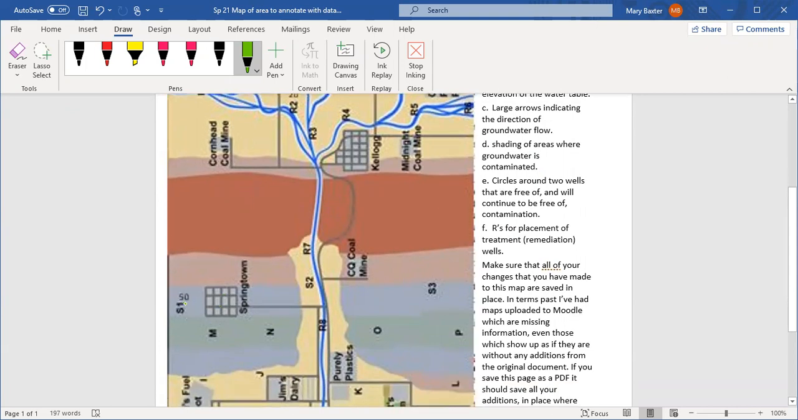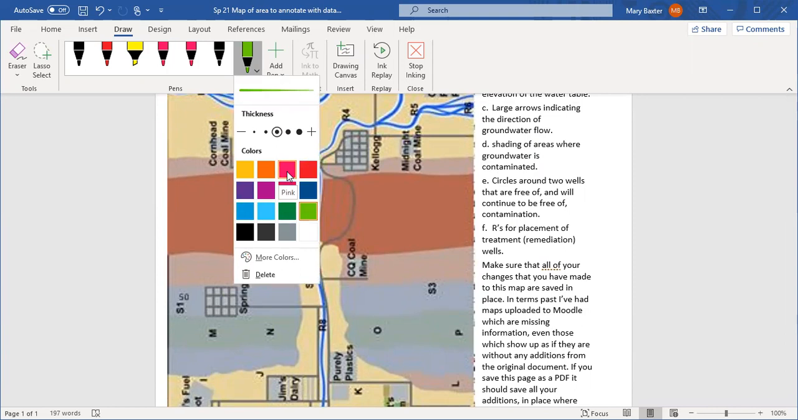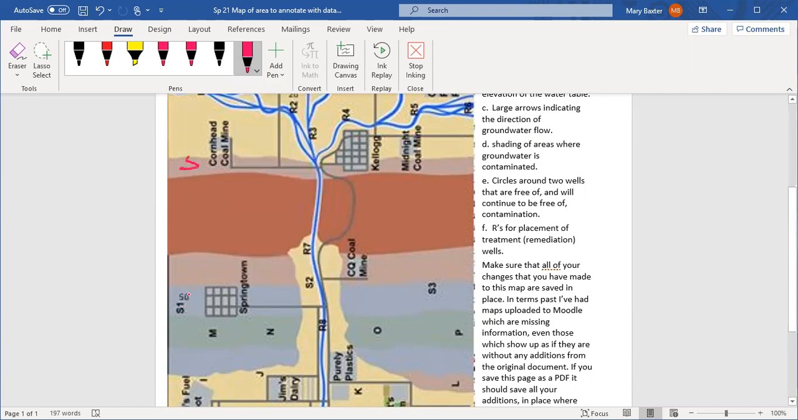Shading areas where the groundwater is contaminated. So like, let's say over here at spring 1, it had 50 milligrams per liter in it. And so here, let's say maybe we're going to use bright pink, okay? And so, maybe something like that, just to show that this area's got contamination. All right. So if you do that, you just kind of shade really quickly around the spot where you've got contaminant on the ones that are contaminated.